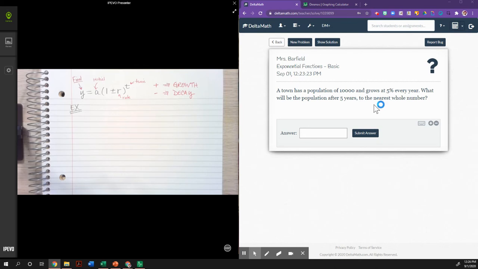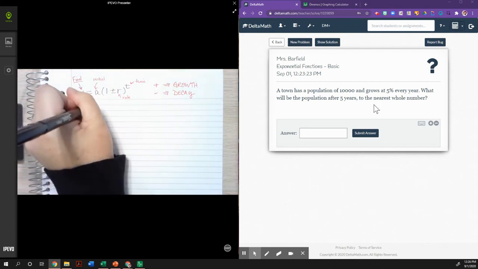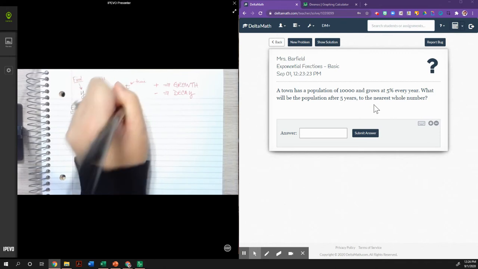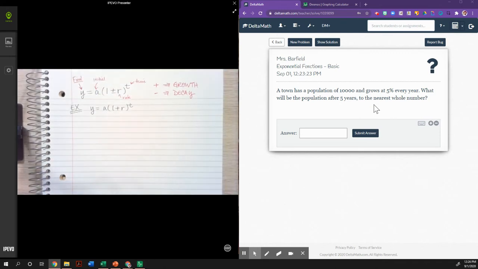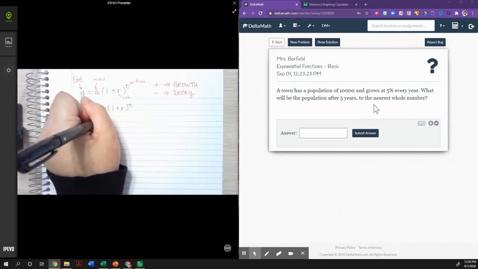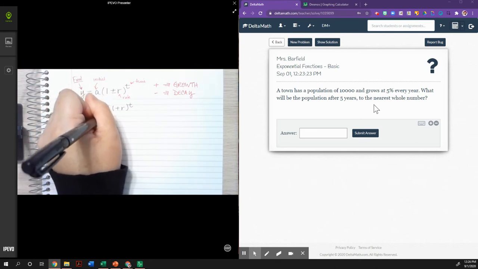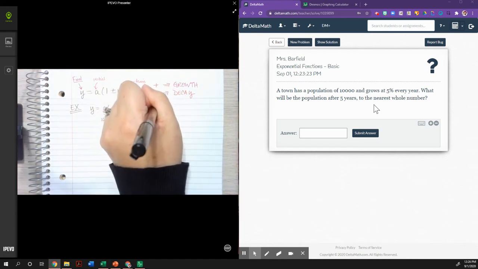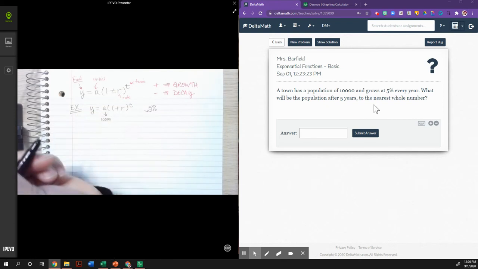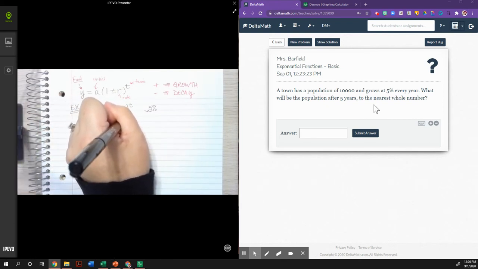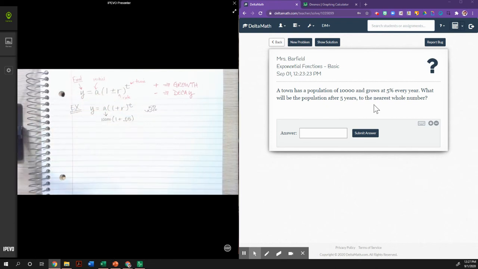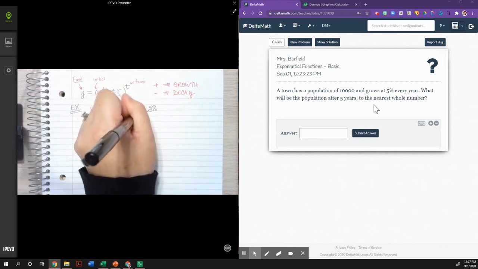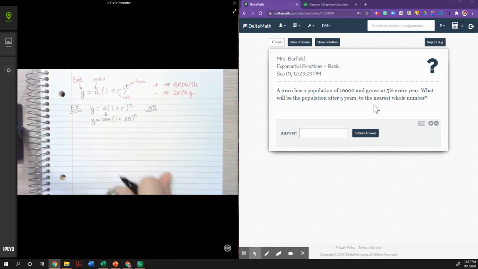So since my population is growing, y equals a times (1 plus r)^t. I have an initial population of 10,000, and I'm growing at a 5% rate. So 5% is going to be 1 plus 0.05. And what will the final amount be after 5 years?